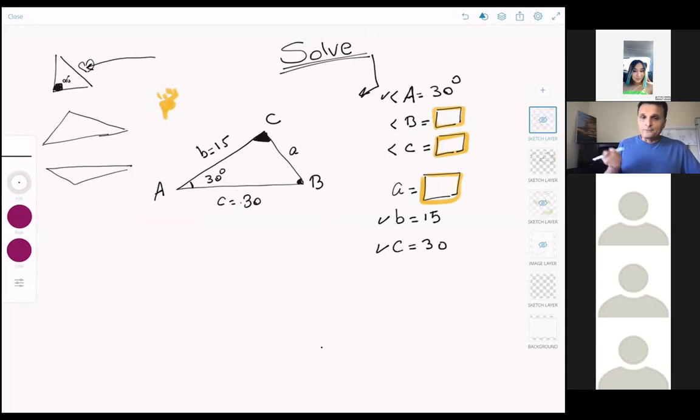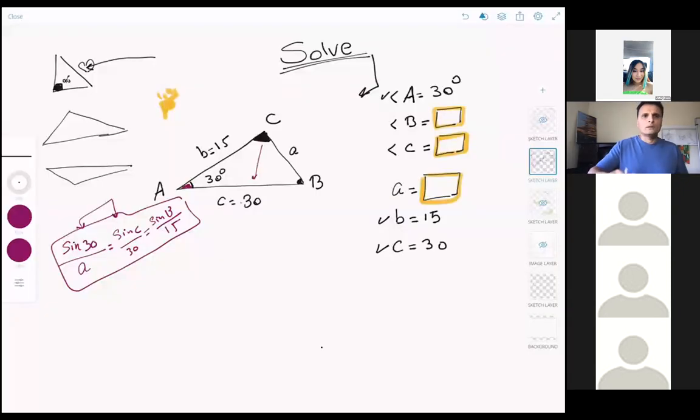I try to use law of sine to see if it works or not. If I say sine of 30 divided by a equals sine of c, the law of sine is not working. Let's do law of cosine.